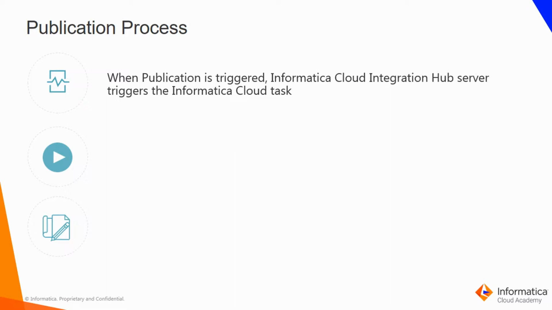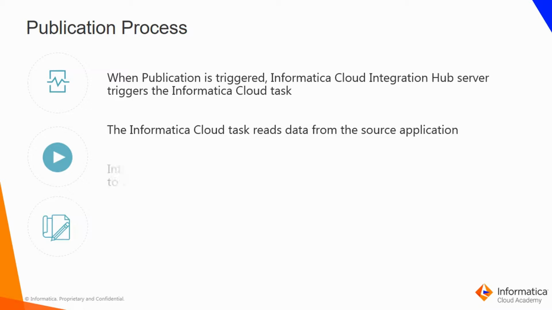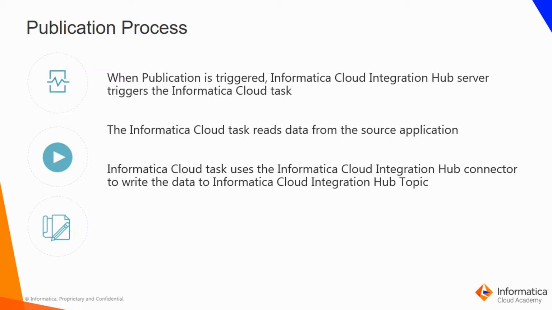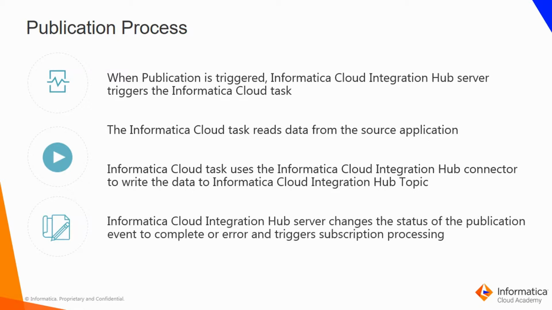When the publication is triggered, either according to a specific schedule or by an external API, the Informatica Cloud Integration Hub server triggers the Informatica Cloud Task. Informatica Cloud extracts data from the source application using the Informatica Cloud Task. The Informatica Cloud Task uses the Informatica Cloud Integration Hub Cloud Connector to write data to Informatica Cloud Integration Hub. The Informatica Cloud Integration Hub server changes the status of the publication event to complete or error, and then triggers subscription processing.